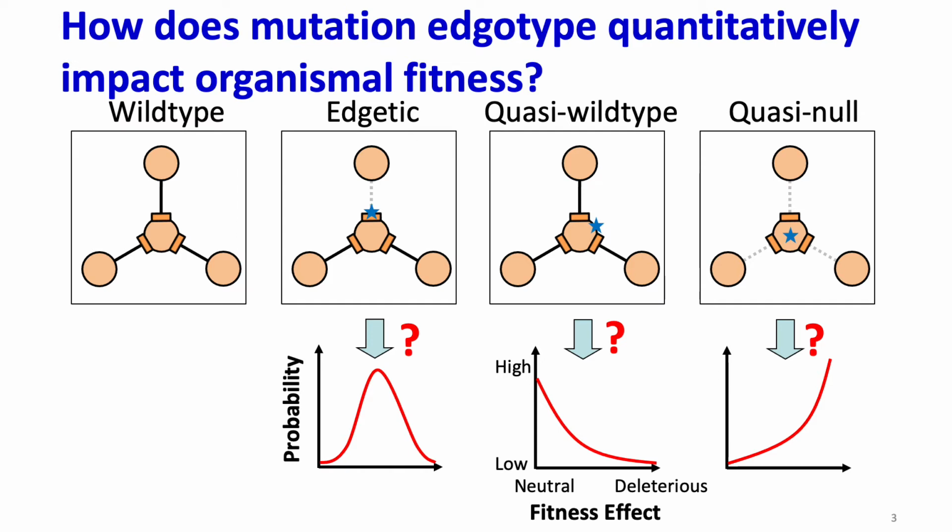We have some rough qualitative ideas about the fitness effect of different mutation edgotypes. For example, we expect that quasi-wild-type mutations are probably neutral, quasi-null mutations are probably deleterious, and agetic mutations are probably somewhere in between. Here, however, we would like to put these rough ideas on a rigorous foundation by quantitatively estimating the distribution of fitness effect for each mutation edgotype.